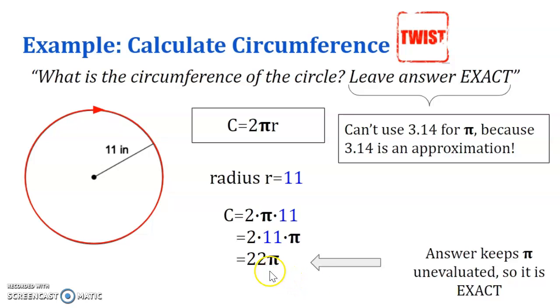Okay, however, in application problems, you might need to use 3.14 or the calculator value of pi, so that you can give an application answer as opposed to an answer in terms of pi.